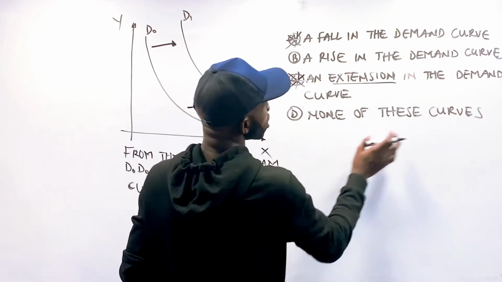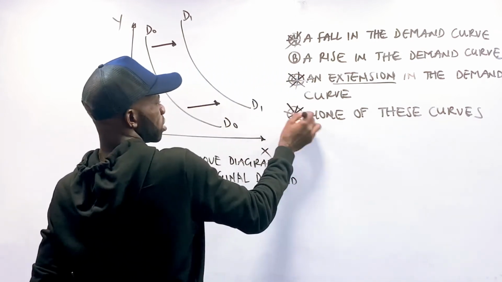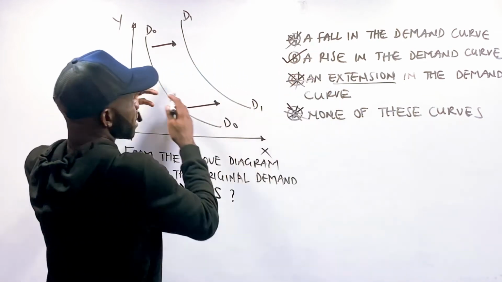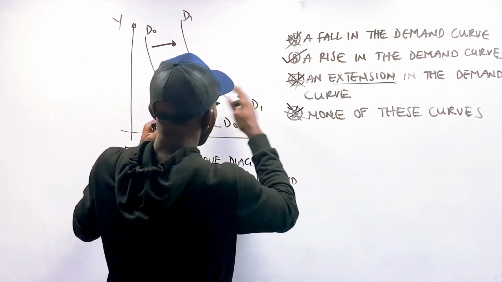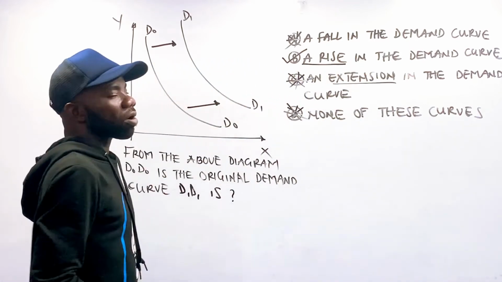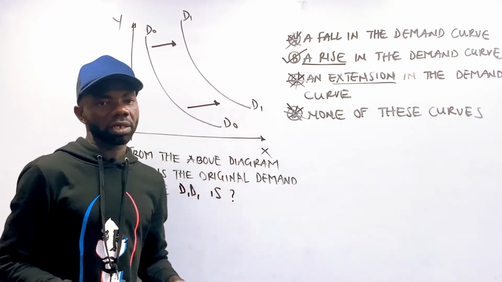Option D says none of these curves. No, we have one, which is option B, and that represents increase. That's a rightward shift, and that shows a rise in the demand curve. That's just the correct answer.